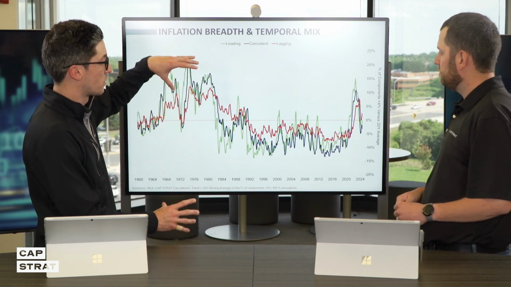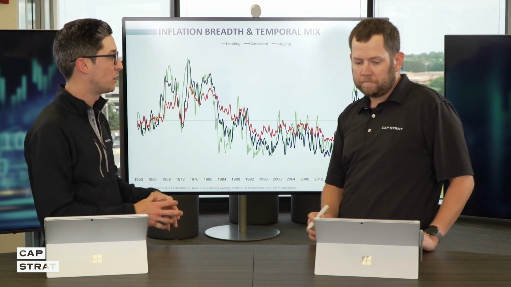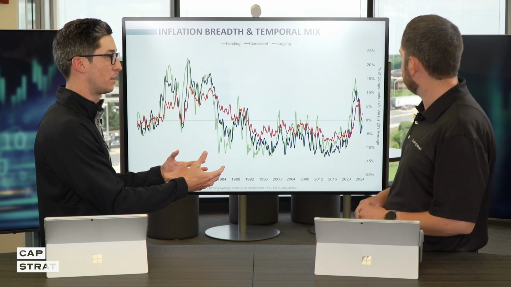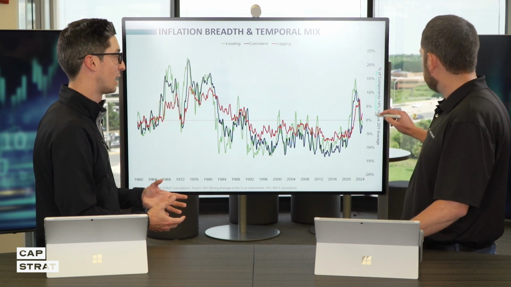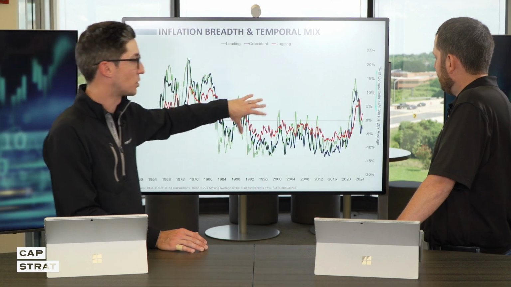Let's look at breadth first. You take each of the components in the core PCE basket, and you measure the percentage of them that are running over 4% on a 6-month annualized basis. So they're all going down, right? All those lines are pretty much going down.